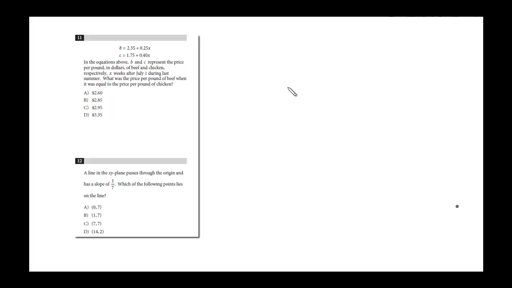Now number 11. B represents the price per pound of beef, and B is 2.35 plus 0.25x. C is 1.75 plus 0.40x. C is the price per pound of chicken. What was the price per pound of beef when it was equal to the price per pound of chicken? So if the two prices are equal, it means that our equation will be b equals c.